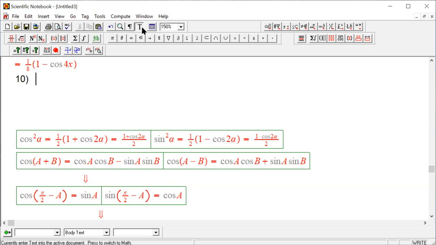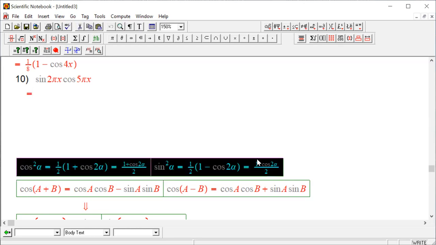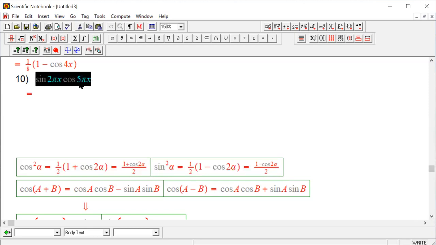But in terms of reducing power, we have sine of 2 pi x multiplied by cosine of 5 pi x. The idea is to reduce power. So far as what's given, the power is 2: there's a power 1 here, another power 1, and we multiply them to get a power 2. So we want to reduce the power to 1 or 0. Apparently these formulas no longer apply. So what formula will reduce the power?